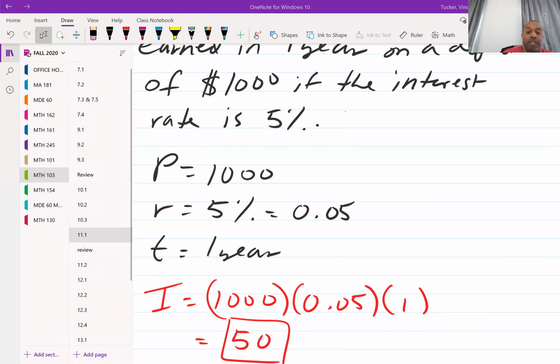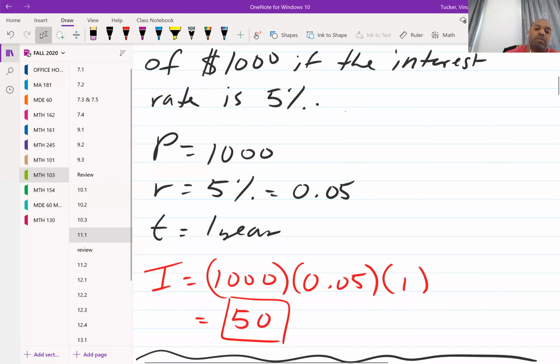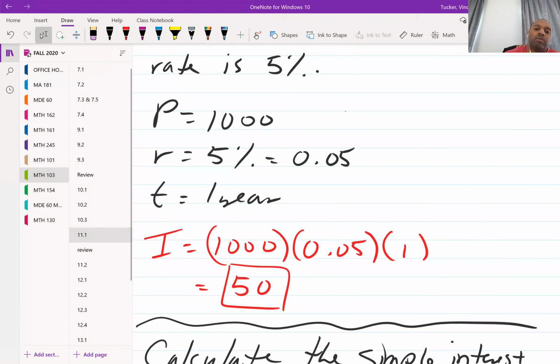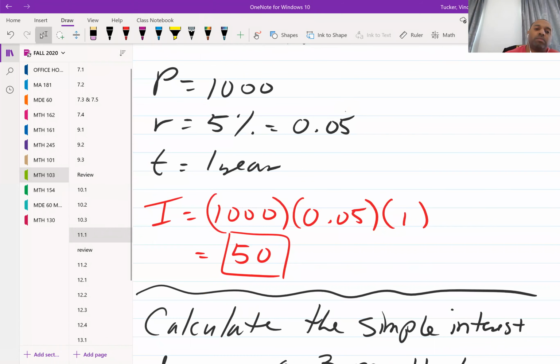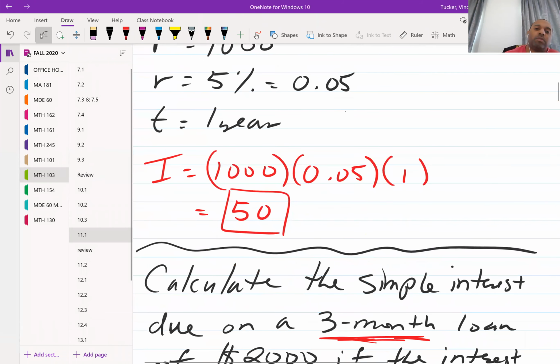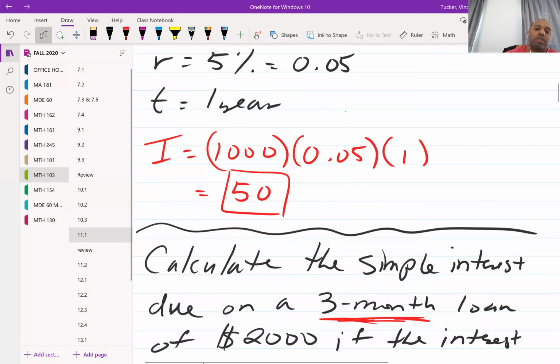All right, so $50 will be earned off of that $1,000 on that 5% interest. This is P times R times T. Are you okay?